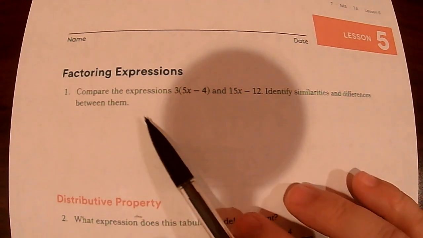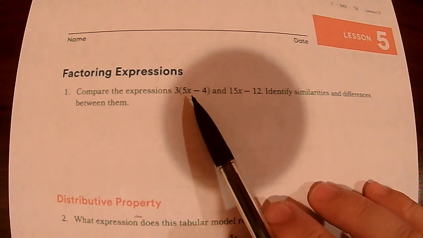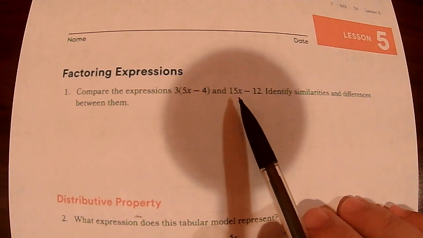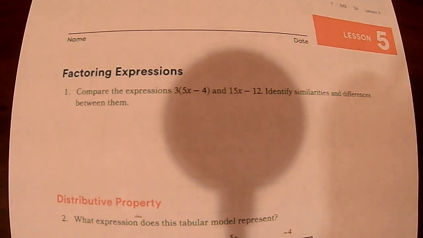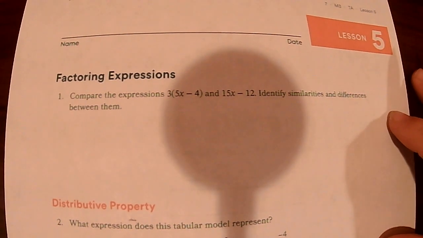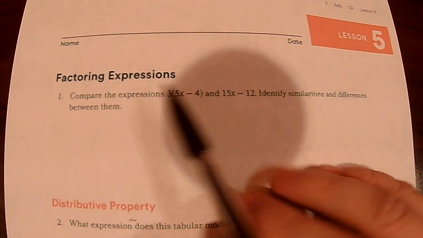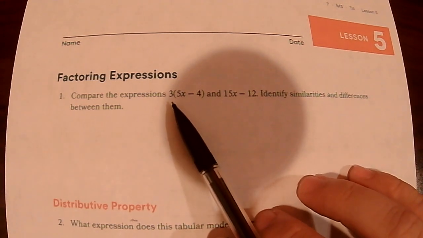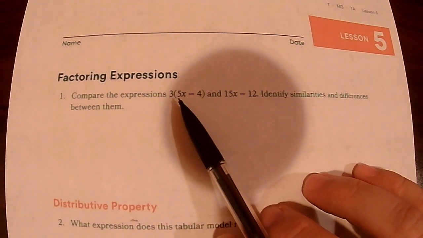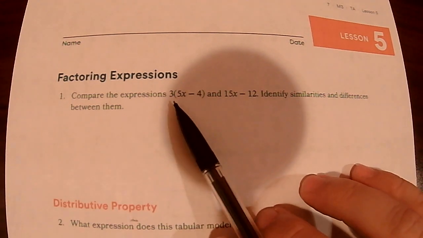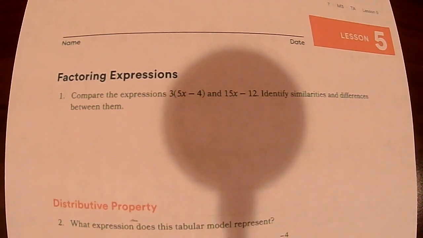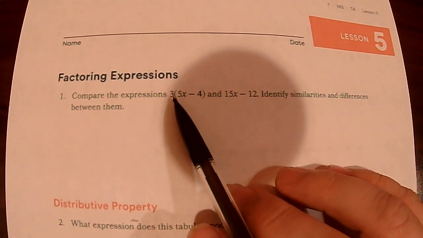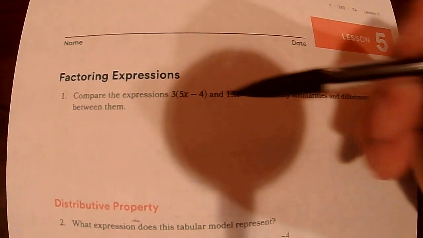It says compare the expressions 3 times the difference of 5x and 4, so 3 times 5x minus 4, and 15x minus 12. Identify similarities and differences between them. If we're looking at this expression right here, you might notice we have a subtraction expression in parentheses multiplied by something on the outside. We have learned recently that you can use the distributive property to write an equivalent expression.